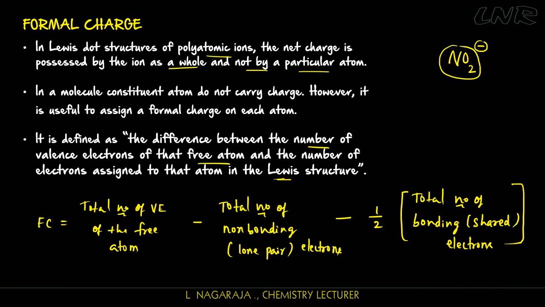So the formal charge is equal to the total number of valence electrons of the free atom minus total number of non-bonding electrons minus half of the total number of bonding electrons. Let us see how to calculate the formal charge of the atoms present in the molecule. For example, let us take the ozone molecule.